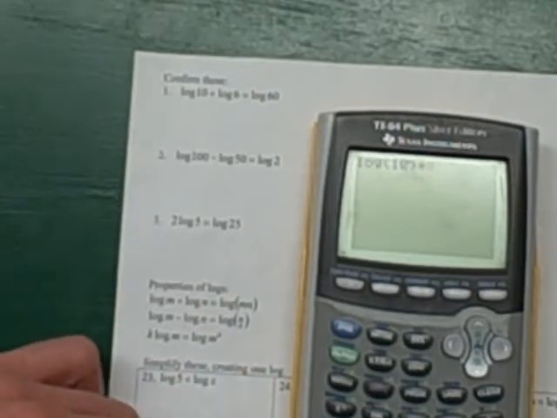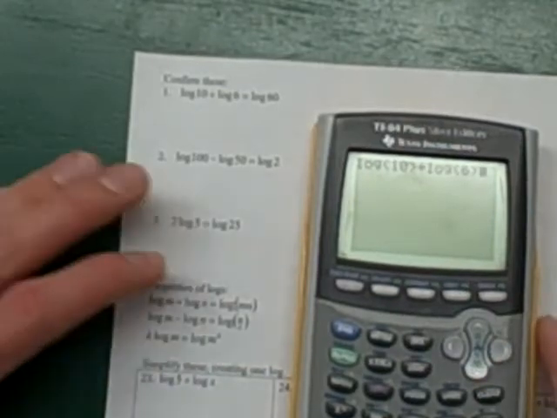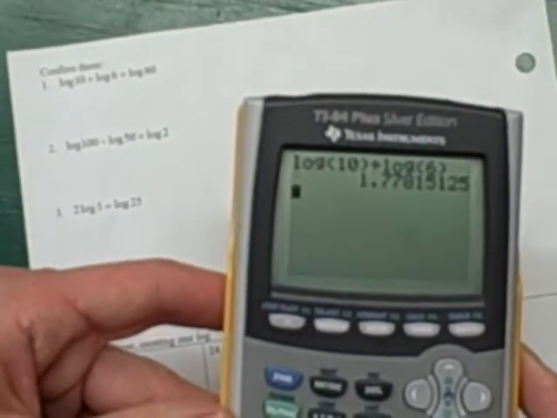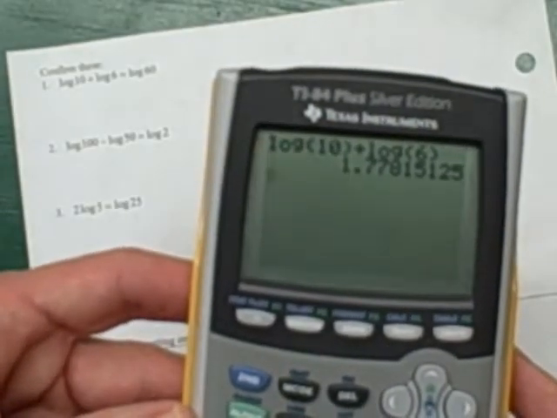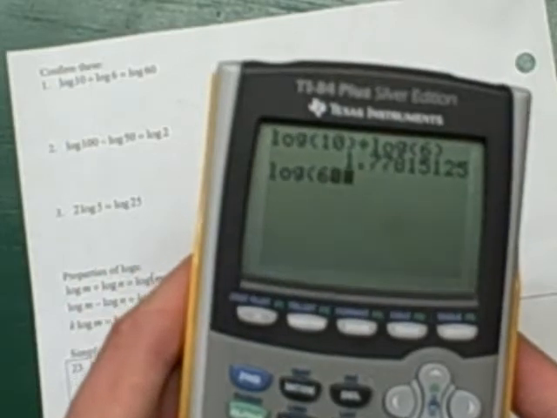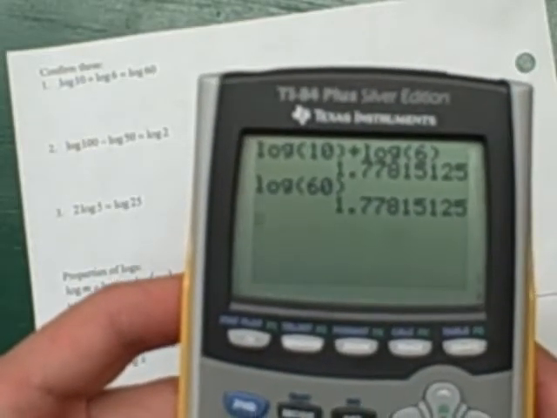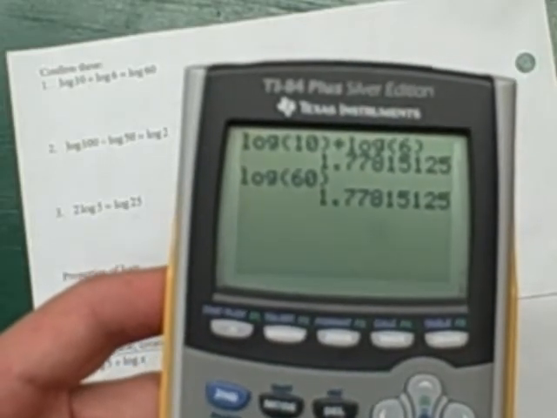Log of 10, by the way, that's 1, plus log of 6, by the way, that's a decimal. Log of 10 plus a log of 6 is 1.7778151510. That's my phone number. And then if we do the log of 60, we get, oh my goodness, the same thing. So on the paper where it said confirm, there's really nothing to confirm.